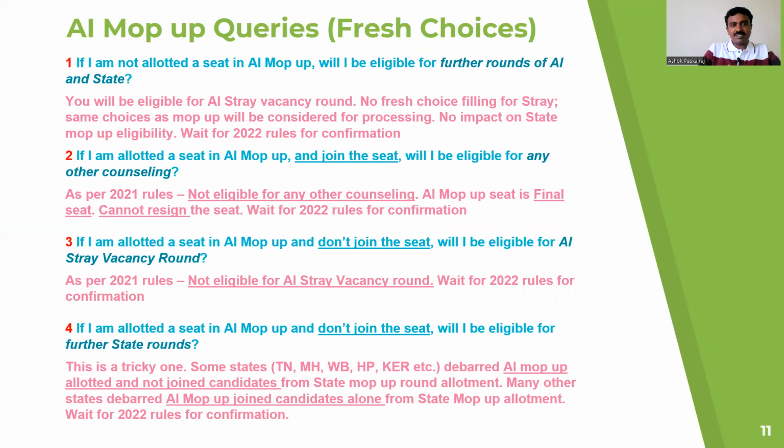The first query that comes in is, if I am not allotted a seat in All India Mop-up, that is the first scenario, you are not allotted, will I be eligible for further rounds of All India and State? Yes, you will be eligible for All India Stray Vacancy round. There will be no fresh choice filling though. Whatever choices you fill in All India Mop-up will be taken up for stray and will be considered for processing. And there will be no impact on State Mop-up eligibility. Already you were eligible for State Mop-up, you will continue to be eligible. Already you were ineligible for State Mop-up, you will continue to be ineligible. So this does not impact State Mop-up eligibility.